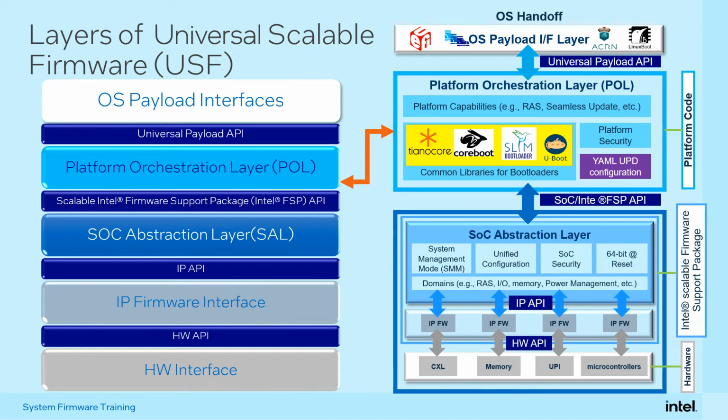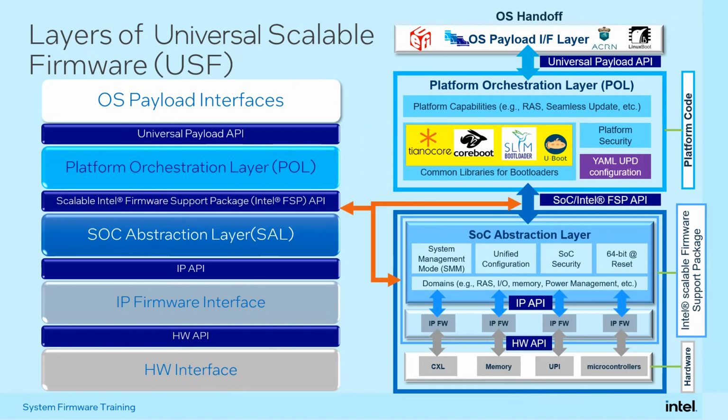The POL consists of simplified ACPI support and common libraries for various bootloaders in C and/or Rust languages. It also supports standard binary configuration editing through YAML for the Updatable Product Data, UPD. For security, there is also support for firmware attestation, authentication, measurement, and modern update.